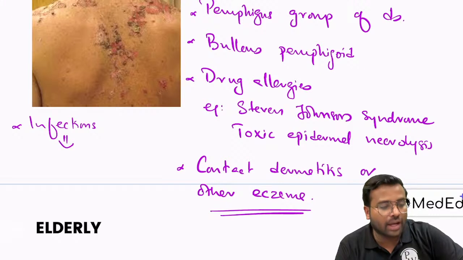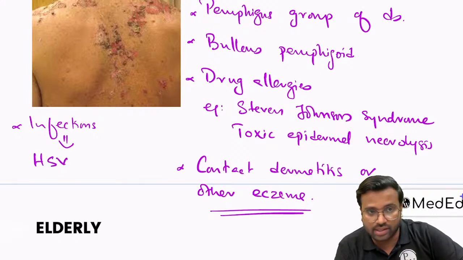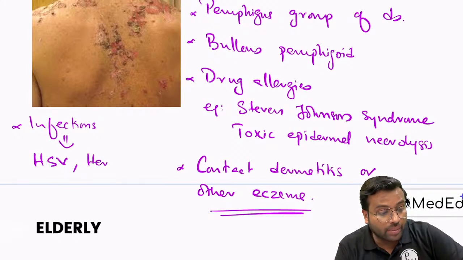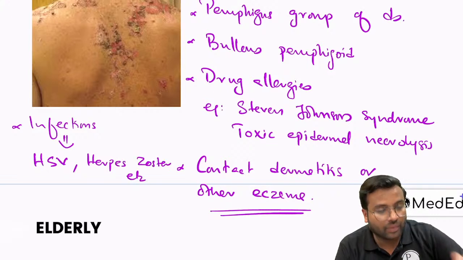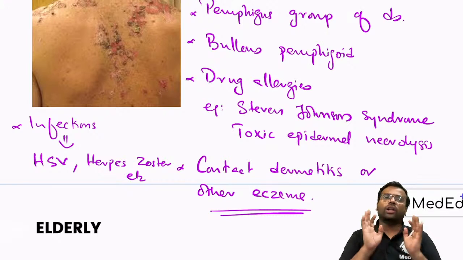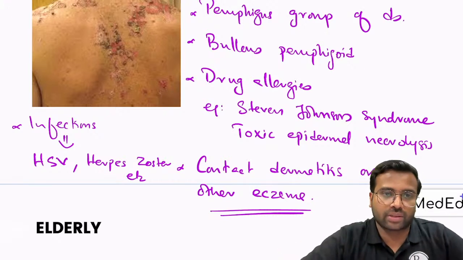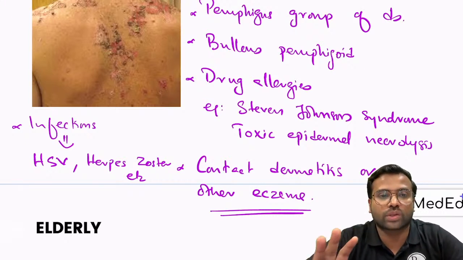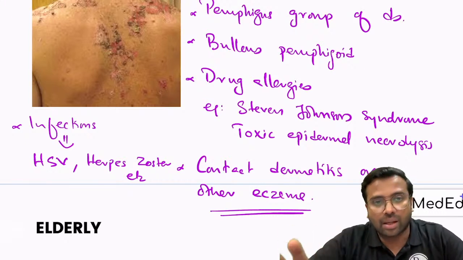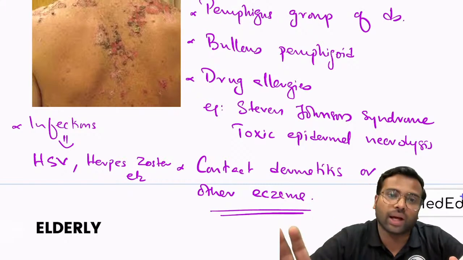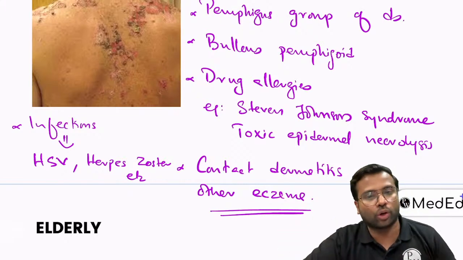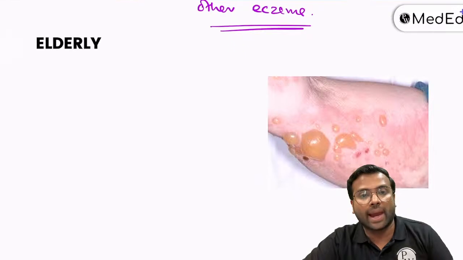For example, it can be herpes simplex virus, isn't it? Herpes zoster, etc. So in all these cases, you can find vesiculo-bullous lesions. In some of these diseases, you can mostly find vesicles. In some diseases you mostly find bulla, but together we call it vesiculo-bullous. So now let's move into elderly.